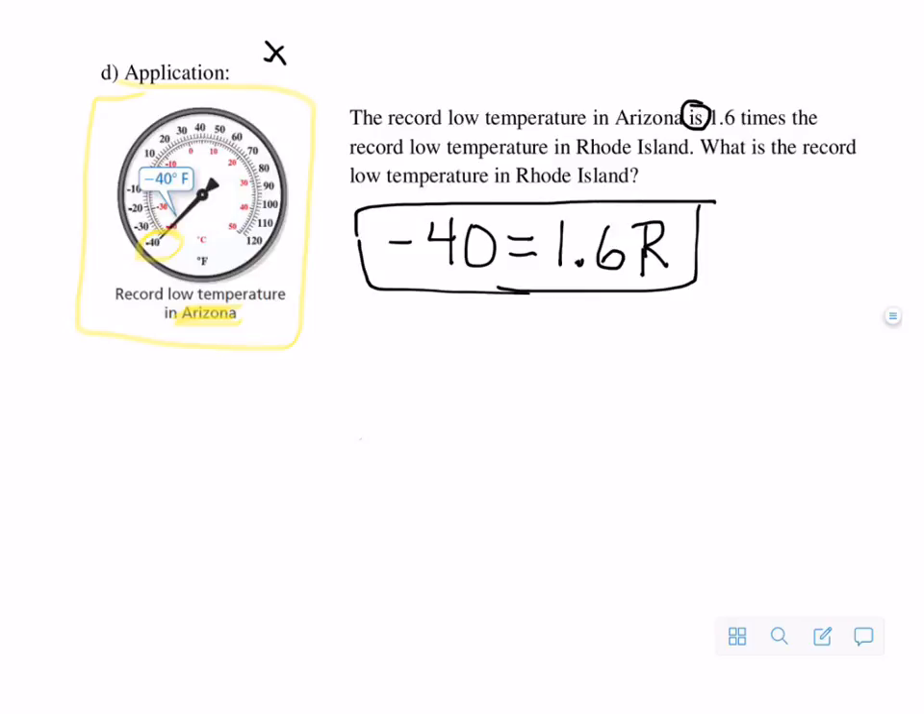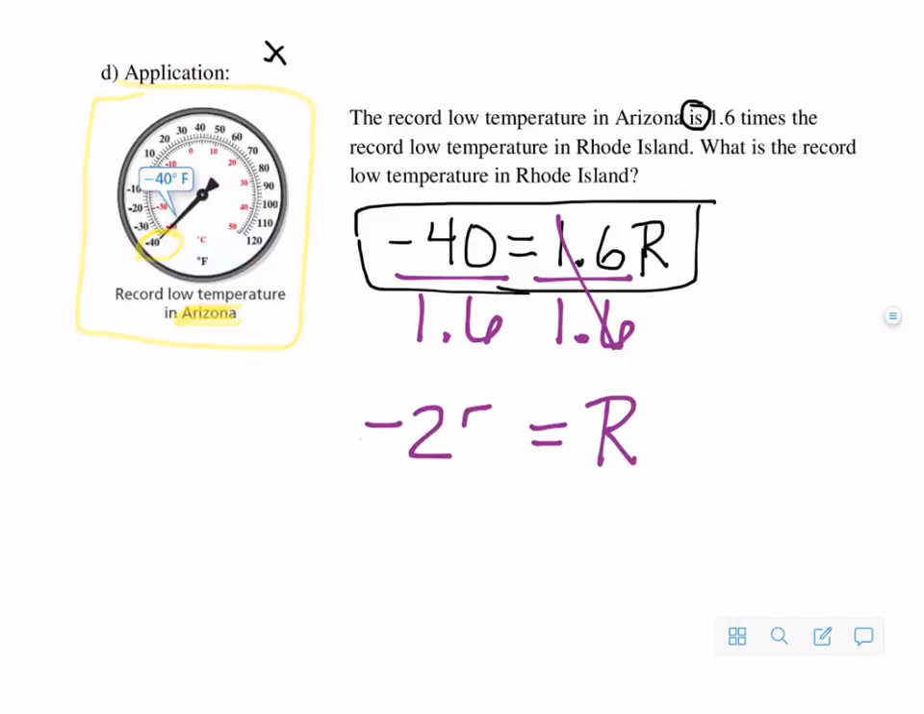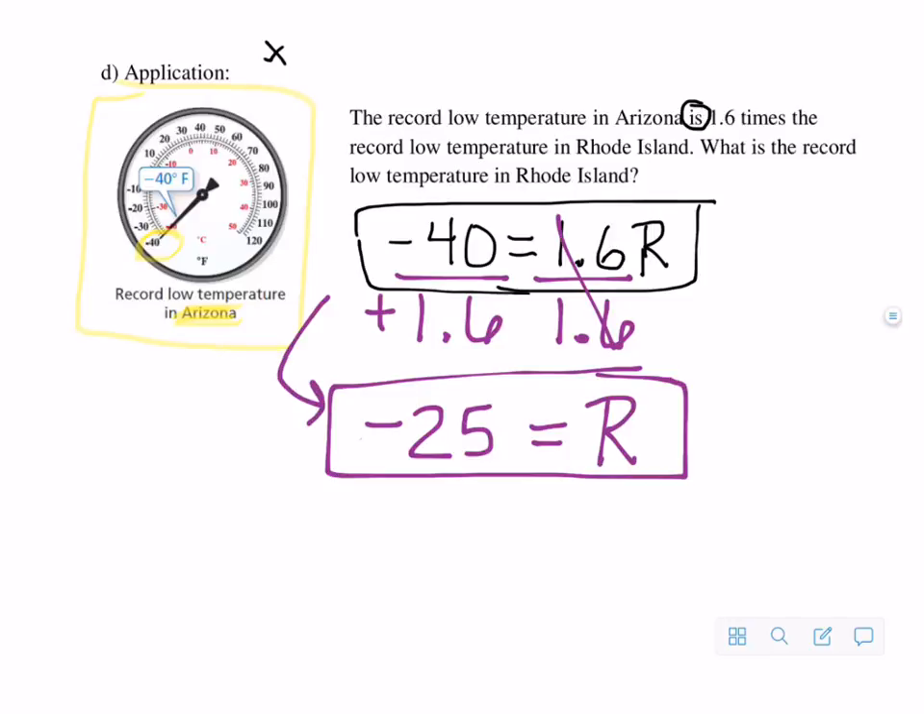How do we get the 1.6 and the R to separate? Well, they're being multiplied, and the opposite of multiplication is division. So divide by 1.6 to each side. And in your calculator, you can plug in negative 40 divided by 1.6. We plug that in, we get negative 25. So make sure you're following along with your calculator as well so you can get the real effect of this. You don't have to put the negative in the calculator, just remember that a negative divided by a positive will give you a negative result. So the record low temperature in Rhode Island is negative 25 degrees Fahrenheit.